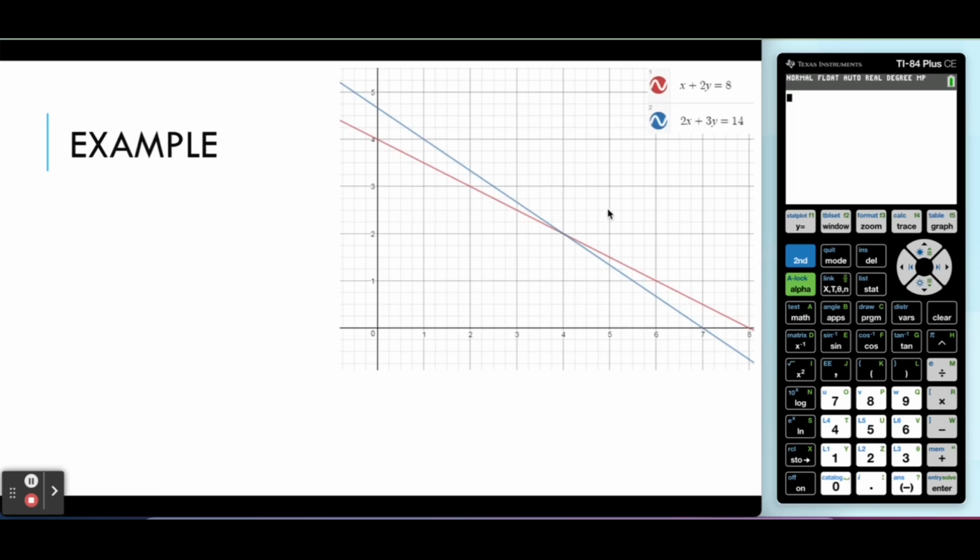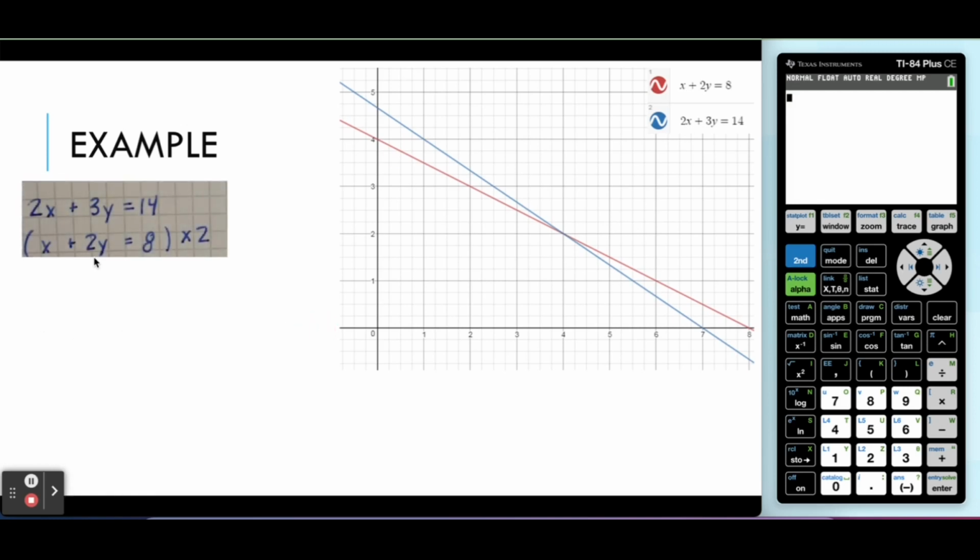Let's look at an example. If you have x plus 2y is equal to 8 and 2x plus 3y is equal to 14. Again, I graphed it for you. It's not going to be given in the IB. So looking at these two equations, what we can notice is that by multiplying the first equation by 2 everywhere, we're going to get the same coefficient for the x variables on both equations. So that's going to be my first step for elimination.